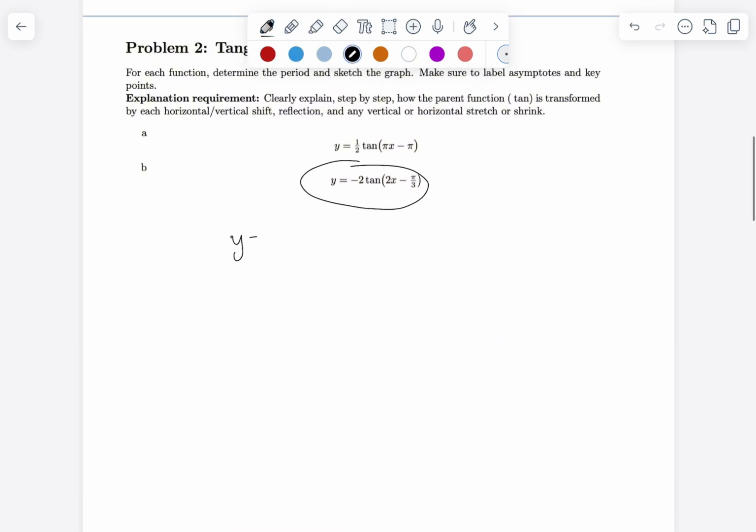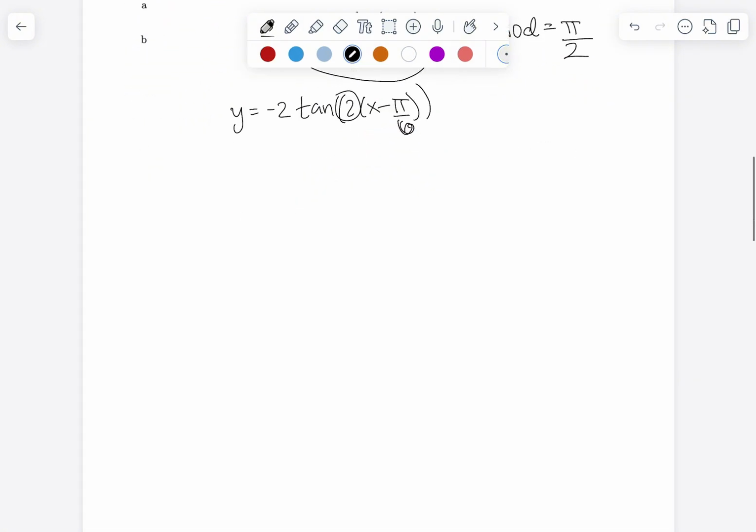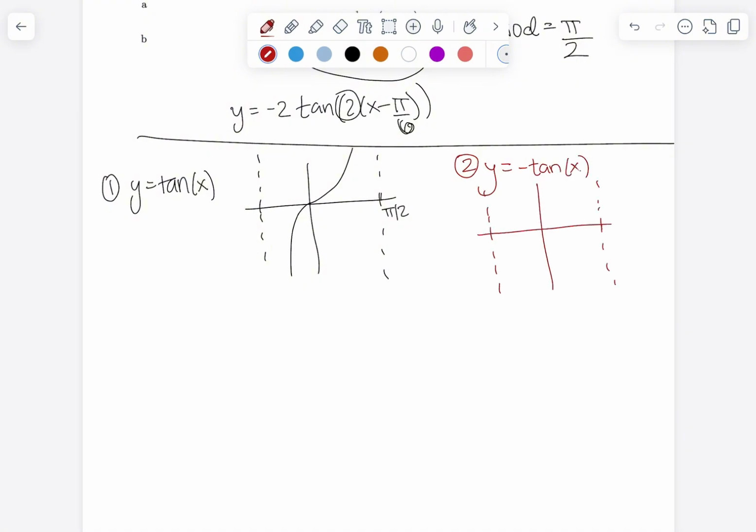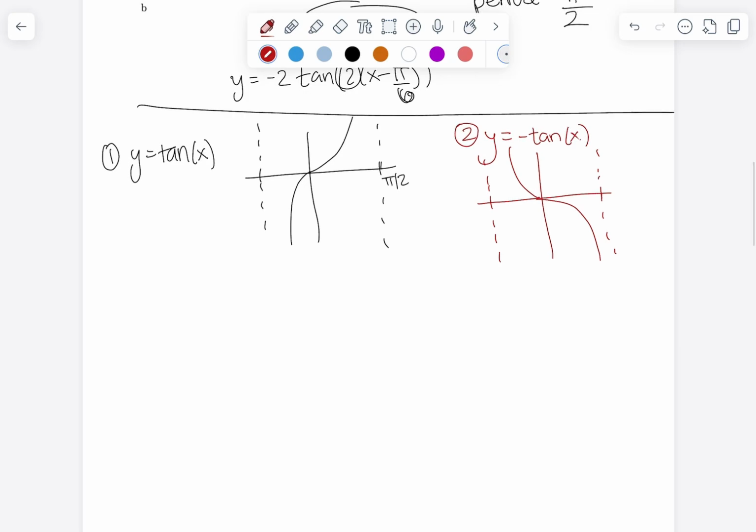So this next one, we're going to take out the 2, so make it -2 tangent, 2 times x minus pi over 6. The period is going to be pi over 2. So we're going to start again by just graphing the original function, y equals tangent of x, the asymptotes at pi over 2 and negative pi over 2. Then we're going to graph negative tangent of x. So that's the same asymptotes, but just the opposite direction, because it's a reflection.